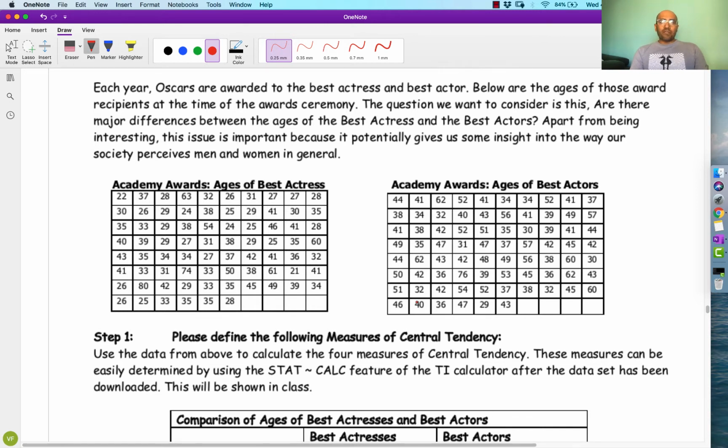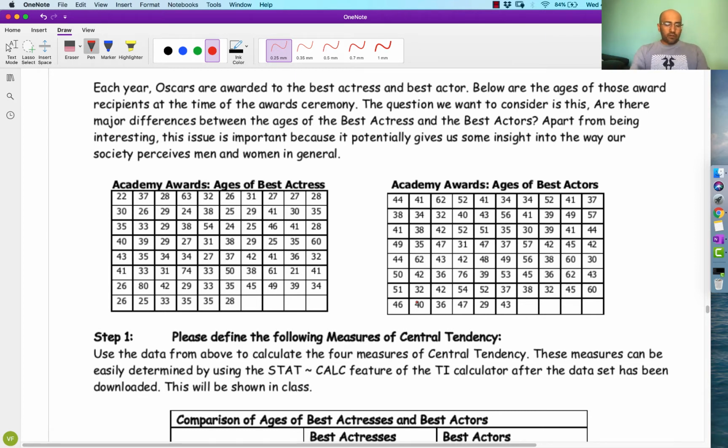The question we want to consider is this: Are there major differences between the ages of the best actress and the best actor? Apart from being interesting, this issue is important because it potentially gives us some insight into the way our society perceives men and women in general.